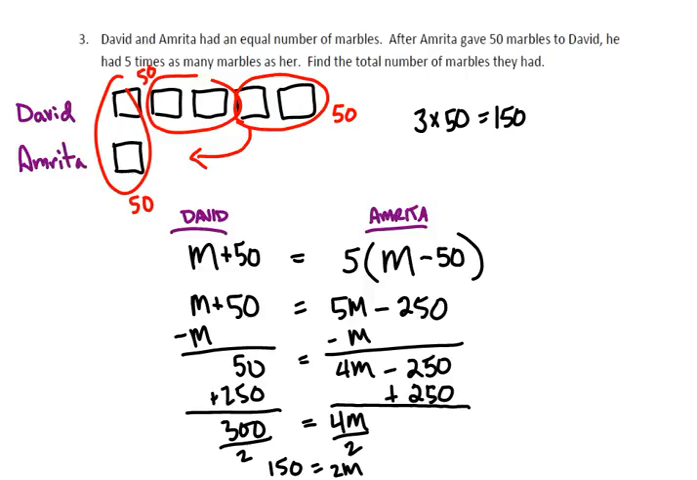Now you have to keep that straight. What we're looking for here is not M and it's not 4M. What we're really looking for is 2M, because they both had M. We're going to add those together, and 2M is equal to 150.